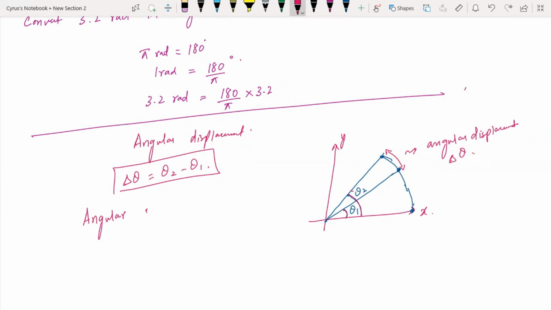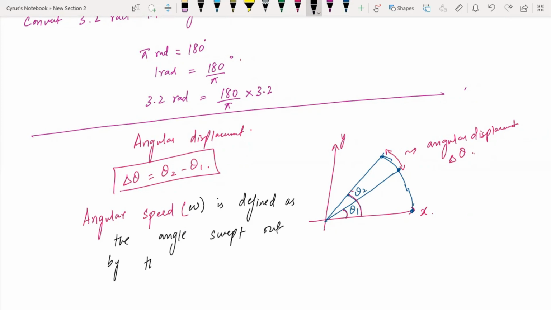So angular speed is what? It has a special symbol which is omega. इसका एक special symbol होता है omega, and it is defined as the angle swept out by the radius per unit time. ठीक है, omega is defined as the angle swept out by the radius.